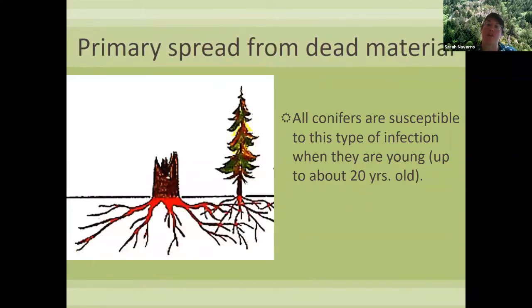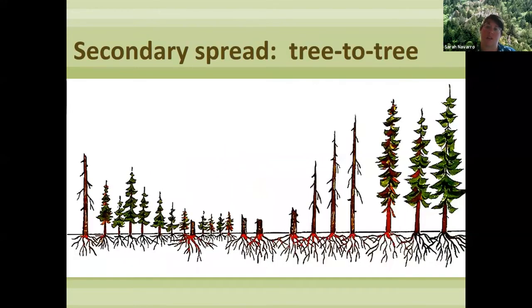The primary spread for root diseases is from dead material. All conifers are susceptible to this type of infection when they're young, typically up to 20 years old, and then they can grow out of their susceptibility. Even after a fire or a harvest, these fungi can live in the dead roots and in stumps until a new generation of trees is available. This fungus can stay viable in stumps for up to 40 to 50 years. So this is, again, why we really call it a disease of the site.